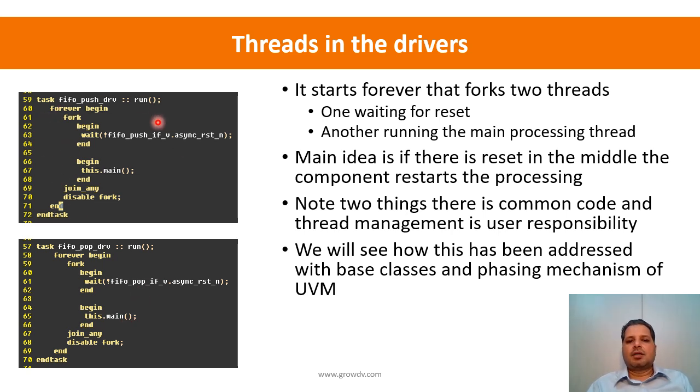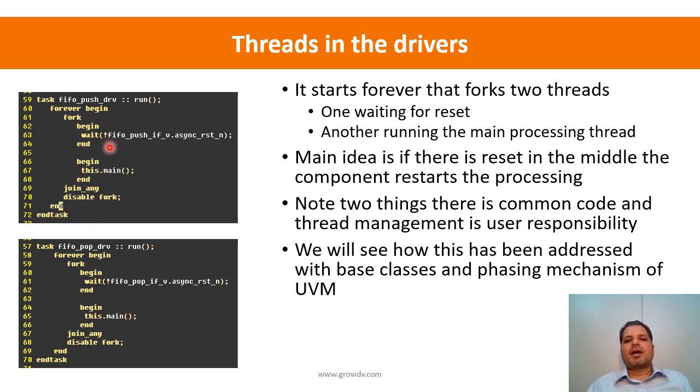In the run task of each of these drivers, we are creating a forever, and within that forever we are doing a fork. In Verilog you had already seen fork join, right? In SystemVerilog, if you notice, there is now a join any, a different variation of the fork that has come into play. What join any does is that we have launched multiple threads, and as soon as one of them finishes, this fork block will complete, and the execution will move to the next statement after that fork block. That is what join any does.